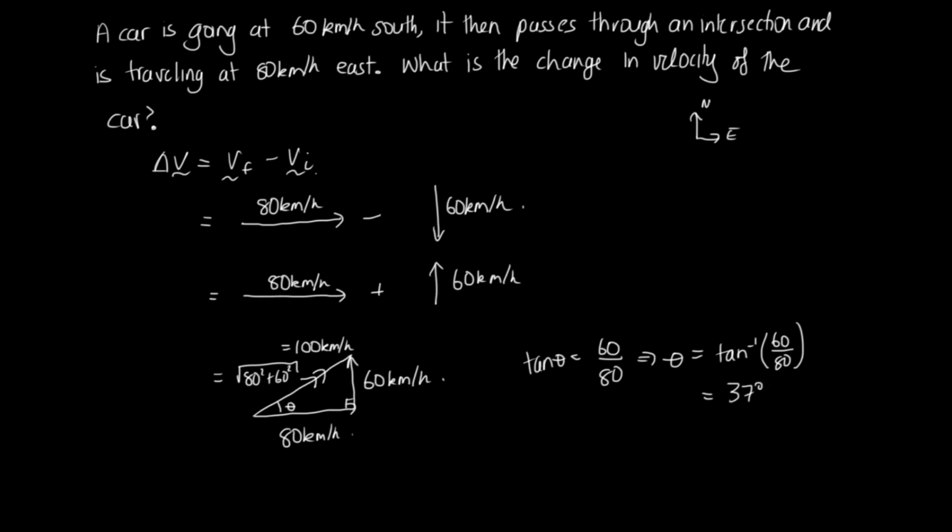Now, to give this angle as a bearing, we take this as north, and we'd want to know the angle it makes with north, which is that angle in there. So if we call that phi, then phi is equal to 90 minus 37. That's because this angle here is 90 and we're subtracting off the theta. So doing that, we end up with 53 degrees. So this tells us that our delta V is 100 kilometers per hour, and it is in the direction north, 53 degrees east.